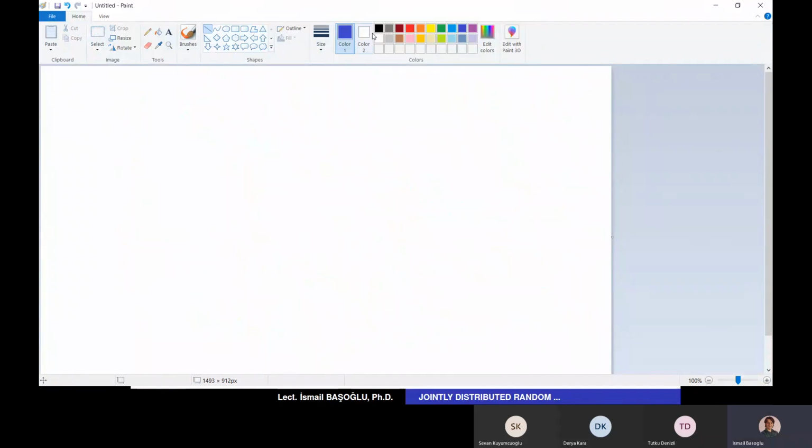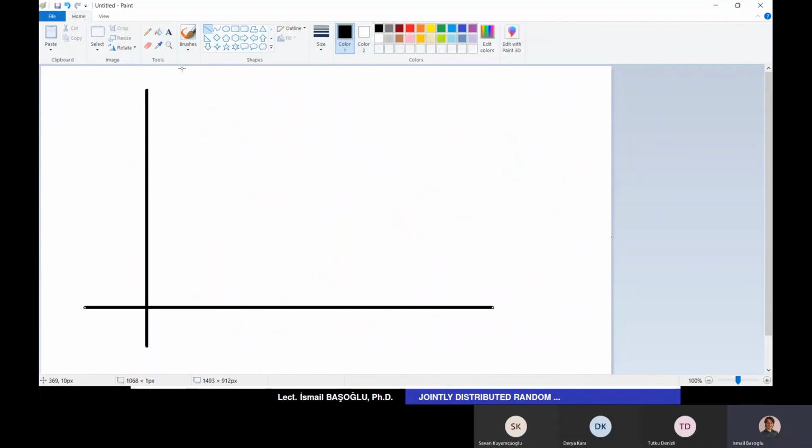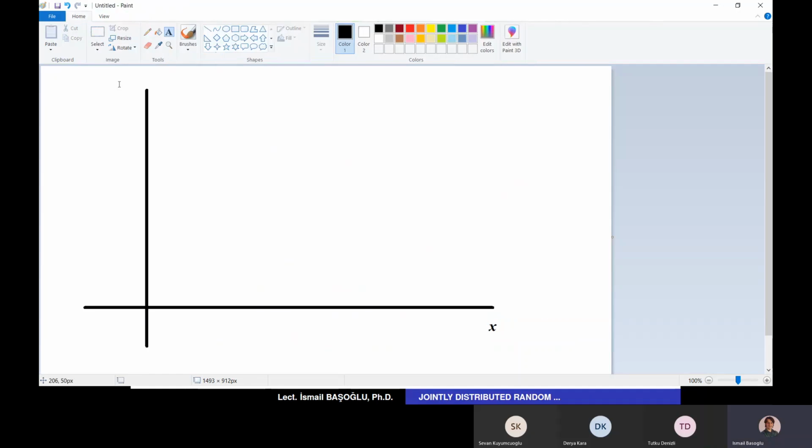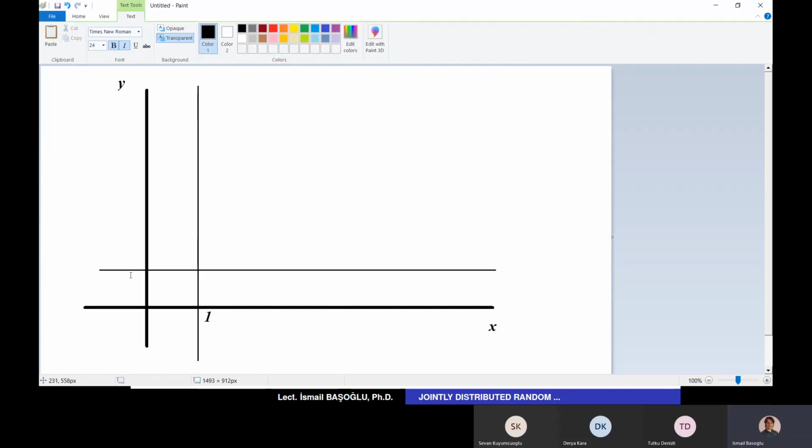Let me turn to black. So I have a two-dimensional distribution here. I have x here and I have y here. Now you see, my random variables are taking values which are greater than or equal to 1. So I have 1 here and 1 here.